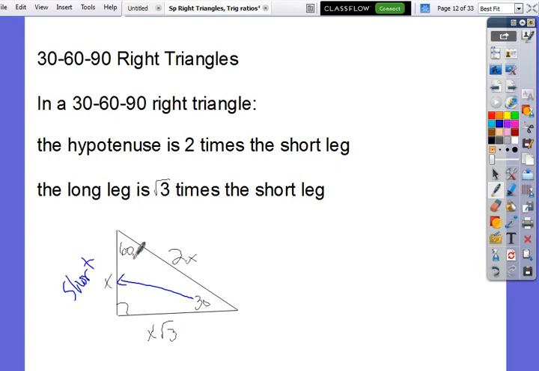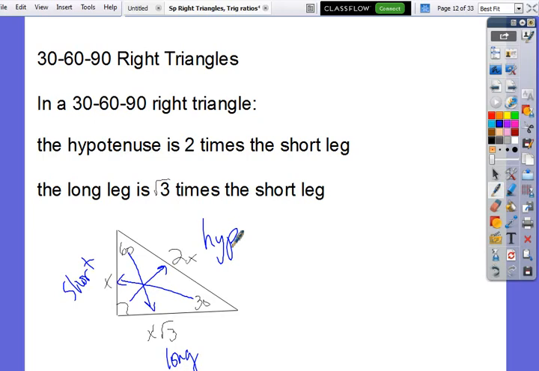Across from the 60 is going to be the long side, or the longer side. And then, of course, always there is the hypotenuse. You've got the short side, the long side, and the hypotenuse. You have to be able to identify which one you're talking about. Across from the 30 is the short, across from the 60 is the long, and across from the 90 is the hypotenuse. All right.